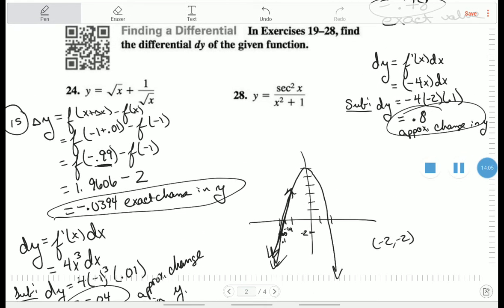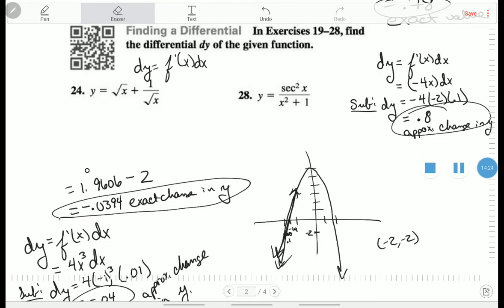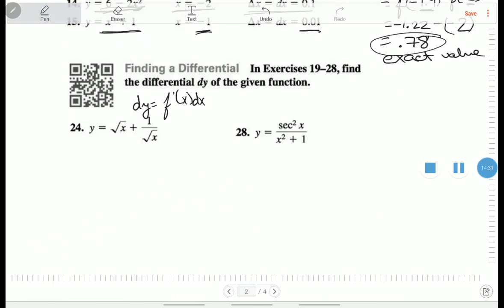The next two is just asking you to find what the differential would be. So the definition of the differential is f prime of x times dx. It's asking you what is the equation that you would use for this. So let me create some space. And we will find that. So we first need to take the derivative. So to take the derivative, we really need to rewrite this function.